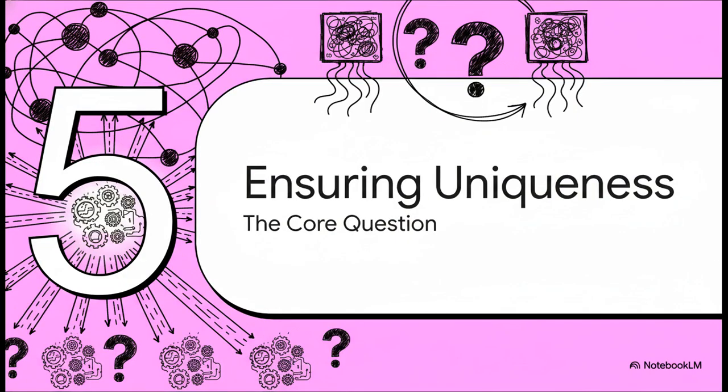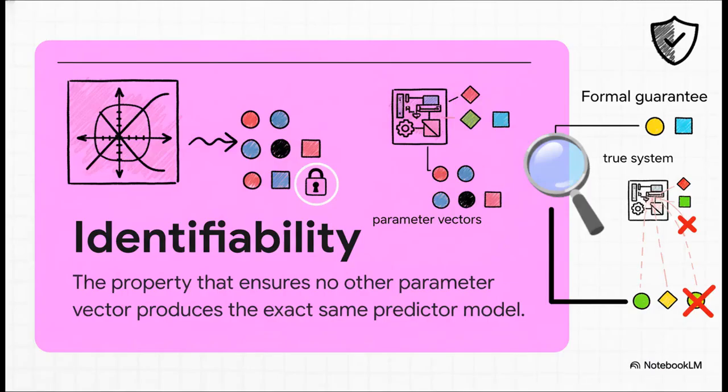This whole methodical process leads us to the most critical question of all. Let's say our search finds a set of parameters that creates a model, and it works perfectly. How do we know it's the only one? Is it possible that a completely different set of parameters could give us the exact same result? The answer to that question, the formal guarantee we've been looking for, is a property called identifiability. A model structure is identifiable if there's one and only one set of parameters that can describe the true system. It's the concept that makes sure our final answer is unique and that the numbers we find actually have a real physical meaning.